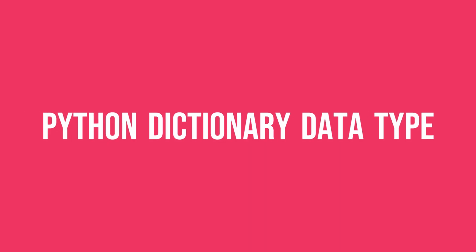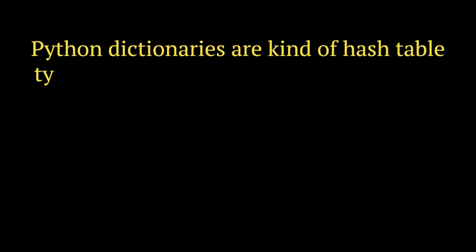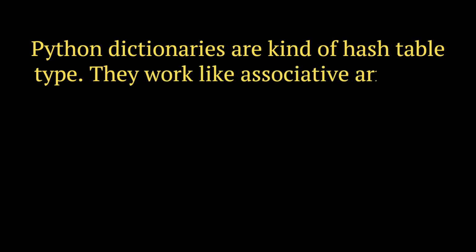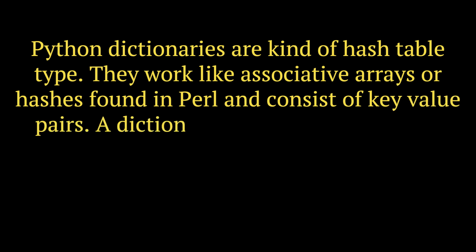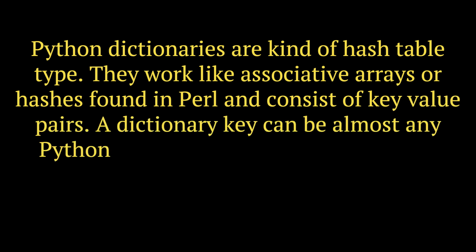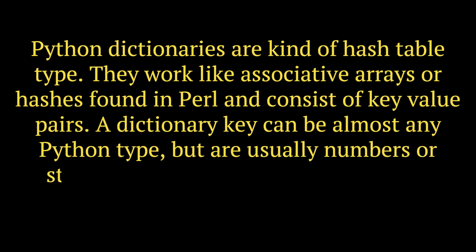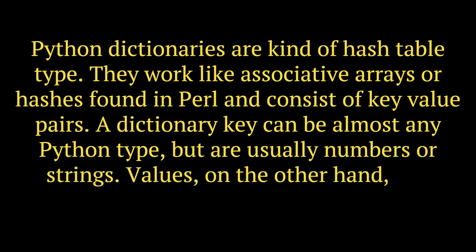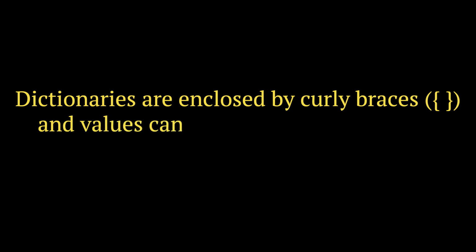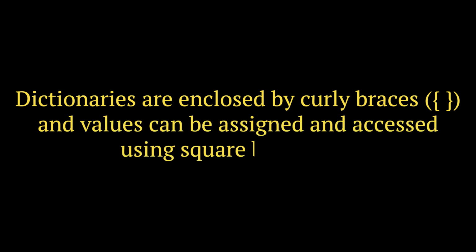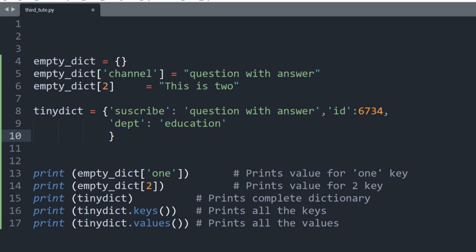Python dictionary data type. Python dictionaries are kind of hash table type. They work like associative arrays or hashes found in Perl and consist of key-value pairs. A dictionary key can be almost any Python type, but are usually numbers or strings. Values, on the other hand, can be any arbitrary Python object. Dictionaries are enclosed by curly braces, and values can be assigned and accessed using square braces. Here is some example of dictionary data types in Python.